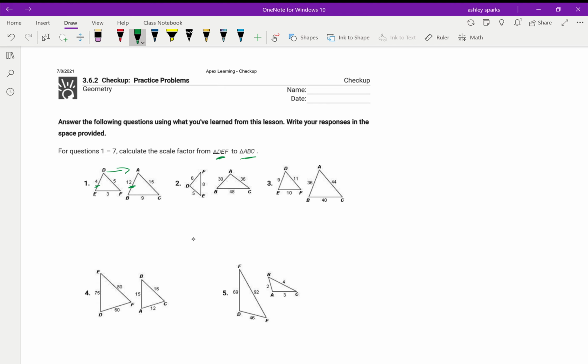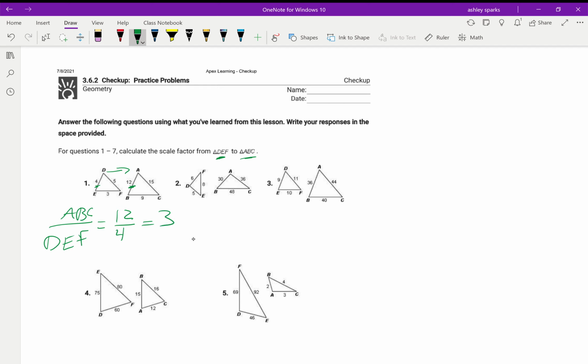What you can do is also do ABC divided by DEF, right? So my measurement over here on ABC, I'm going to do the 12, and I'm going to divide it by its matching part at 4. And 12 divided by 4 is 3. So I made this 3 times bigger.